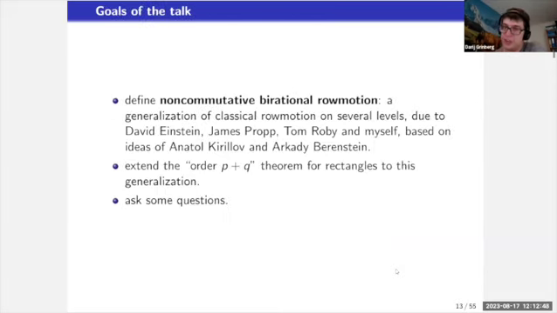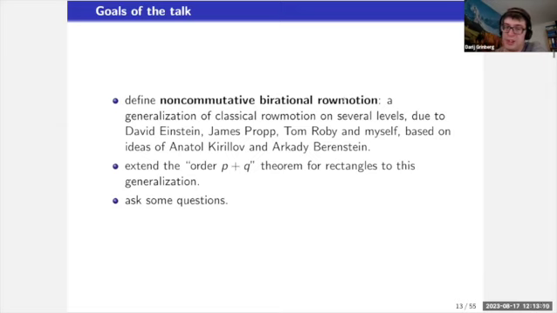But the goal of this talk goes in a different direction. We will actually stick with rectangle-shaped posets. In a way, the nicest picture ever, the nicest kind of poset. But we will generalize row motion, and we will generalize it several levels up. We will define non-commutative birational row motion.